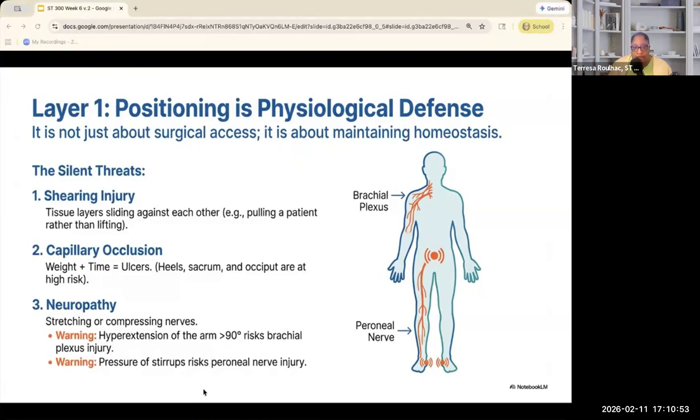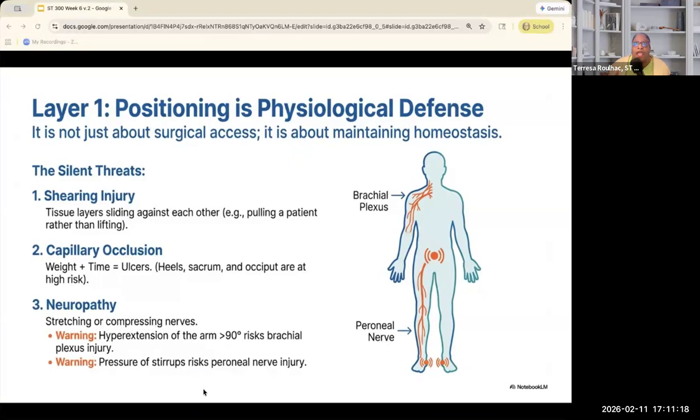Small positioning choices, how we lift, where pressure rests, how limbs are supported. All of this can prevent serious injuries that may not appear until hours or days later. Now, it's going to be important because you're going to be asked this week in the exercises, I think exercise 1, about certain beds. Okay?